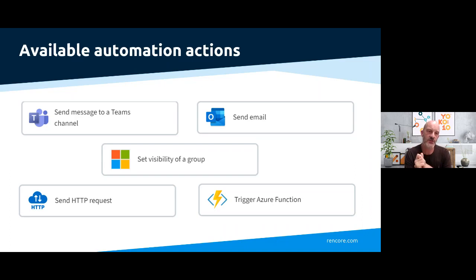So one is to send a message to a Teams channel. So send something directly into the conversation feed of a team. Send an email to somebody. We can set the visibility of a group to public or private. That's obviously very specific and is used in that scenario when you need to amend the permissions for a group or a team. We can send an HTTP request, so we can actually go off and trigger an action in another cloud-based platform, or anything that can receive HTTP requests. Or finally, for the more advanced or bespoke options, we can trigger an Azure function as well.